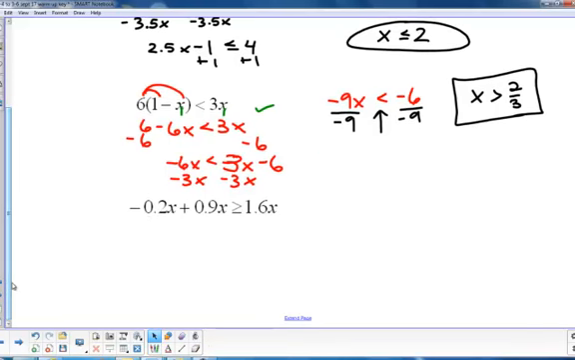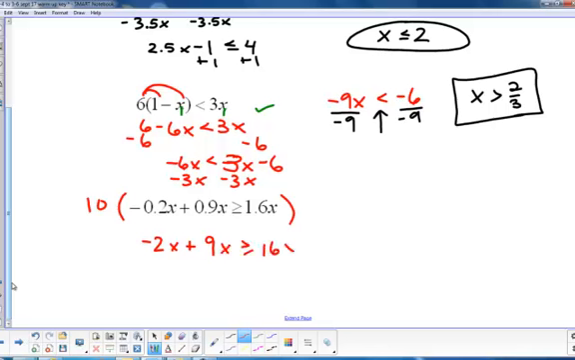All right, these decimals, let's get them going. We're going to multiply by 10. So we have negative 2x plus 9x is greater than or equal to 16x. That looks much nicer. So we have 7x is greater than or equal to 16x. We're going to bring our 16x over through subtraction, and that gives us negative 9x is greater than or equal to 0, because there's nothing left on the right.